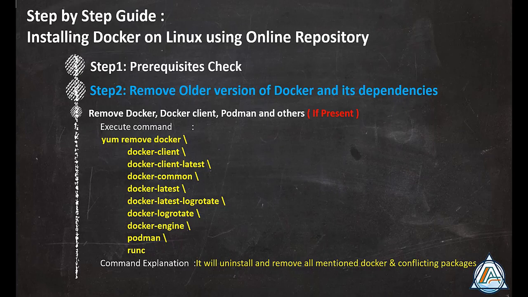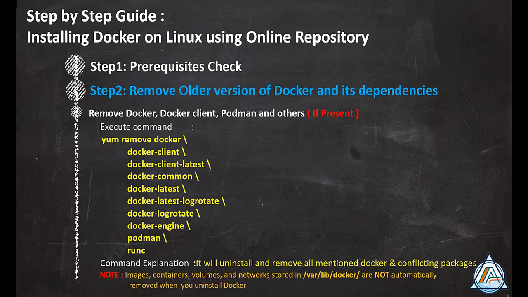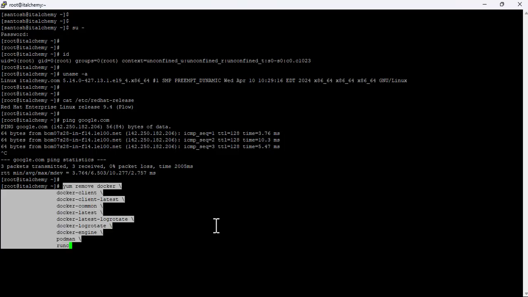Step 2 is to remove any old versions of Docker and its dependencies. We can use the yum remove command to remove the older versions of Docker and its dependencies. Just remember, the yum remove command will not delete the images, containers, volumes, and networks associated with Docker. Let's execute the yum remove command for removing Docker, Docker client, logrotate, Docker engine, and Podman. Podman is a daemonless container engine which comes as a part of RHEL.